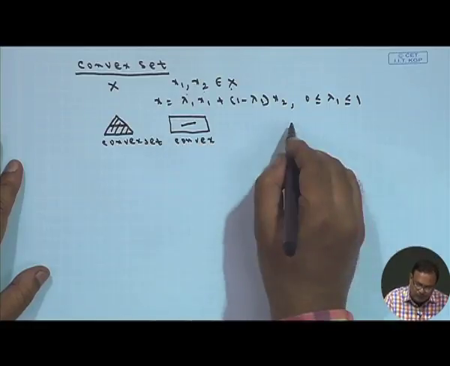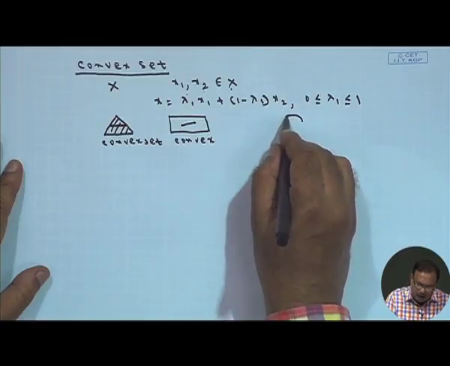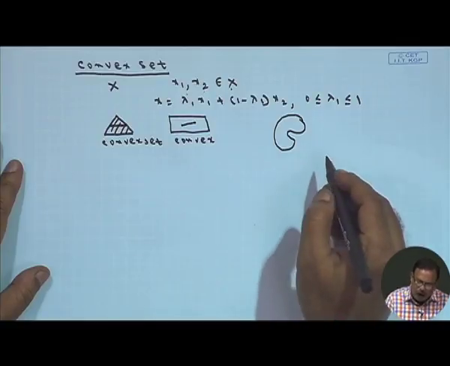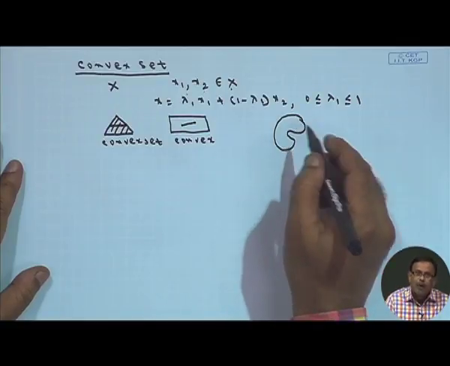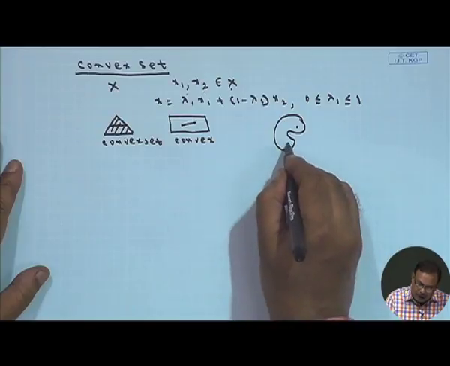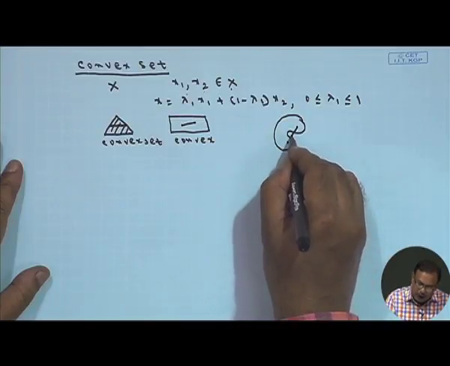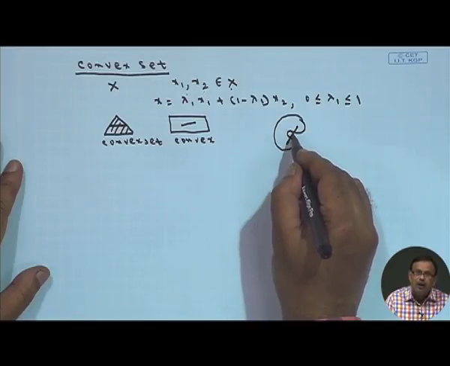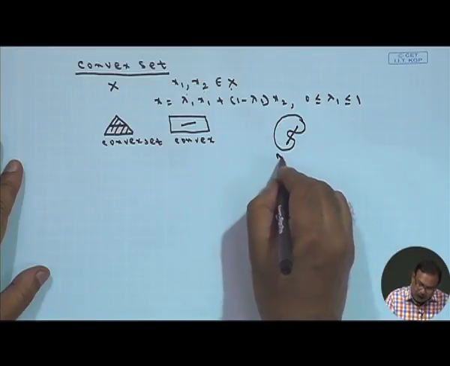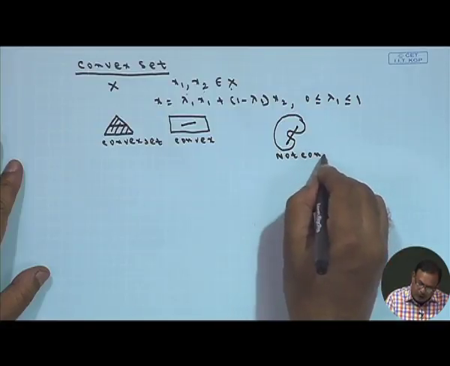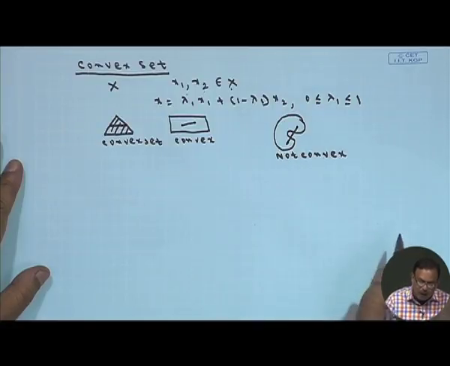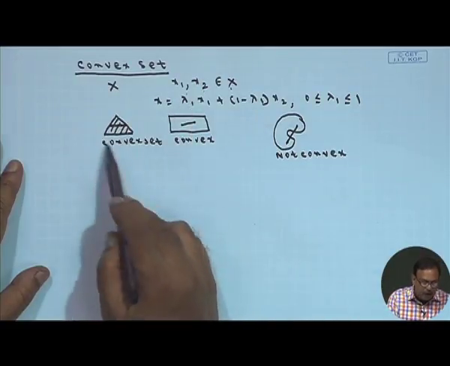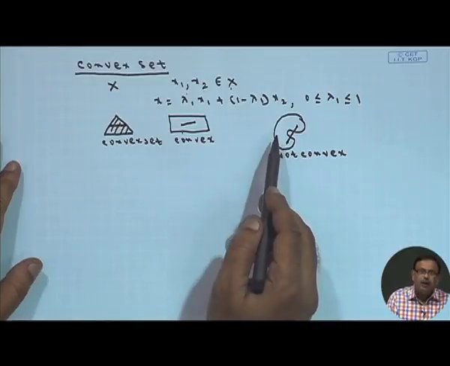But if I take something like this, suppose I am taking this set, if I take a point here, and a point here, if I join, you will see that some of the points are not in the set itself. So, this one is not a convex set. So, I hope it is clear that the mathematical definition is this one, and geometrically, I will tell like this.